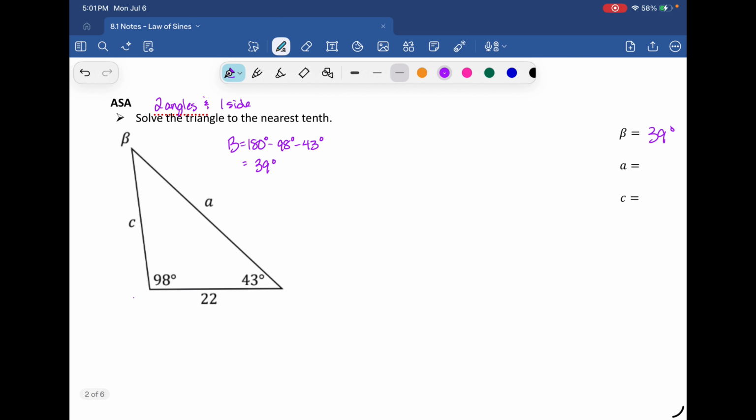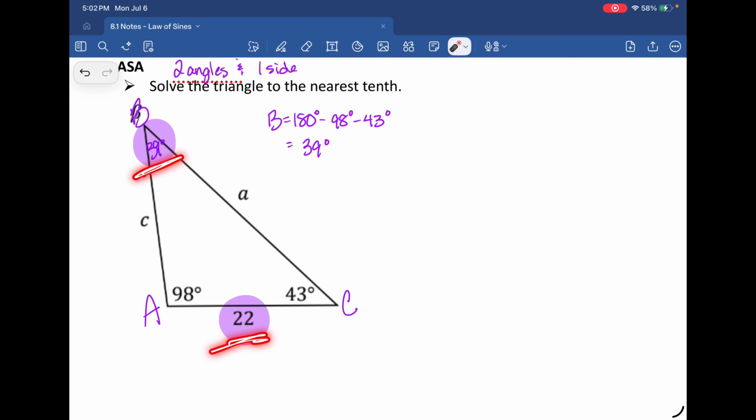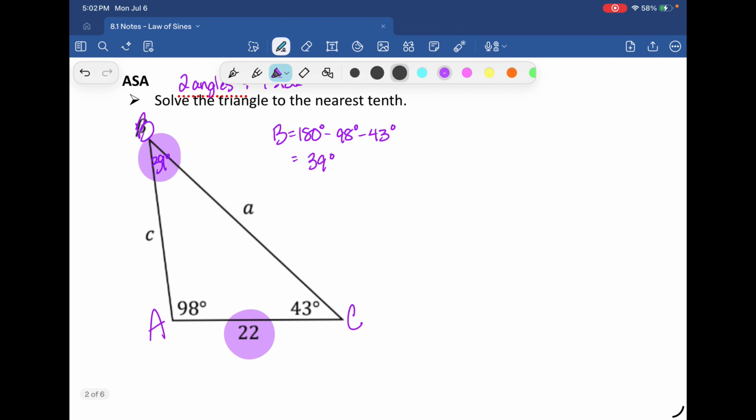All right, so I'm going to go ahead and write these in. A, B, C. B is 39 degrees. That gives me an angle and its opposite side. I don't know 43's opposite side, and I don't know 98's opposite side. But I know B and B. Doesn't matter which one you start with. I'm going to start with A, alphabet. Okay, start with what you know.